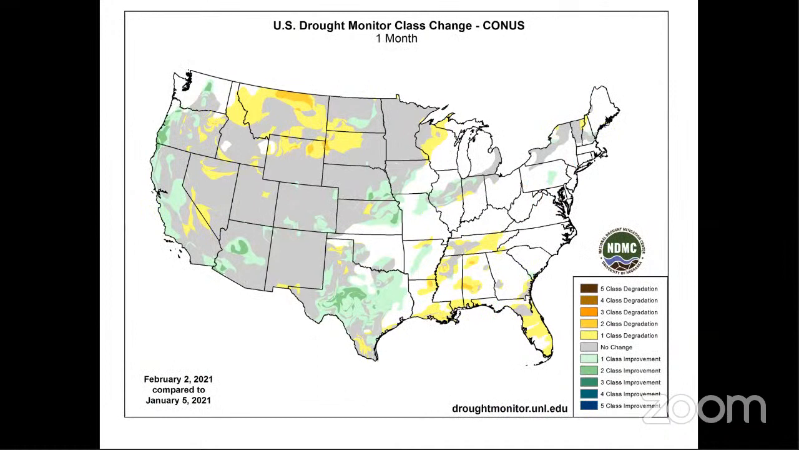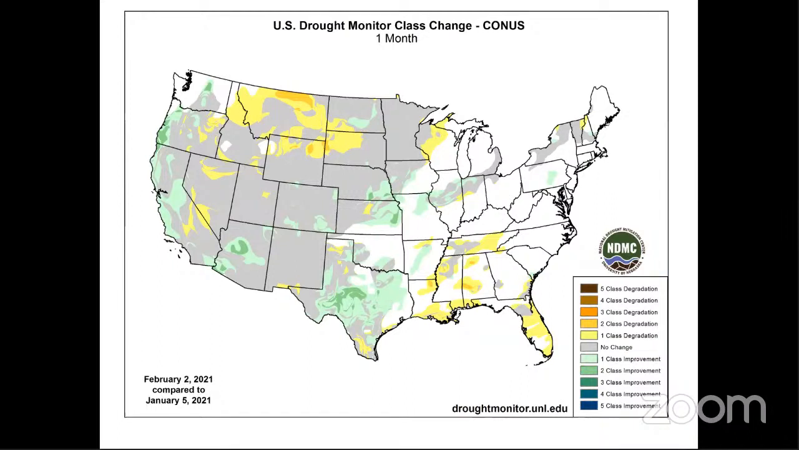And if we look at the 1-month change in status, this misses the short period of D0 in Kentucky because again, it was just for a week in between the 1-month period in terms of cutoff for the changes. But you can see again in Tennessee and to the south some yellow where those dry conditions are developing just over the last month. They were not there the month before.